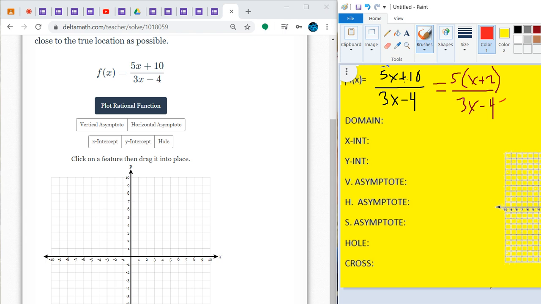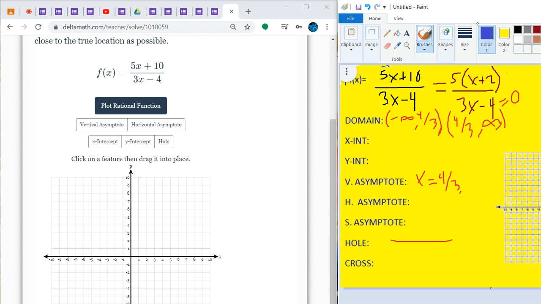So first for your domain, set that denominator equal to 0, and you get x equals 4/3. That's your only domain issue. That's kind of nice. So negative infinity to 4/3, and then 4/3 until infinity. So that 3x minus 4 never cancels. That means that was a vertical asymptote. And we don't have anything to cancel, so there is no hole in this problem. So that's a very nice start there.